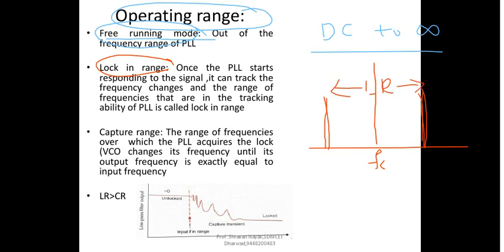Okay, these are the frequencies on either side of the central frequency of your phase locked loop, right? Now what exactly is this lock range? That's what we are supposed to understand.